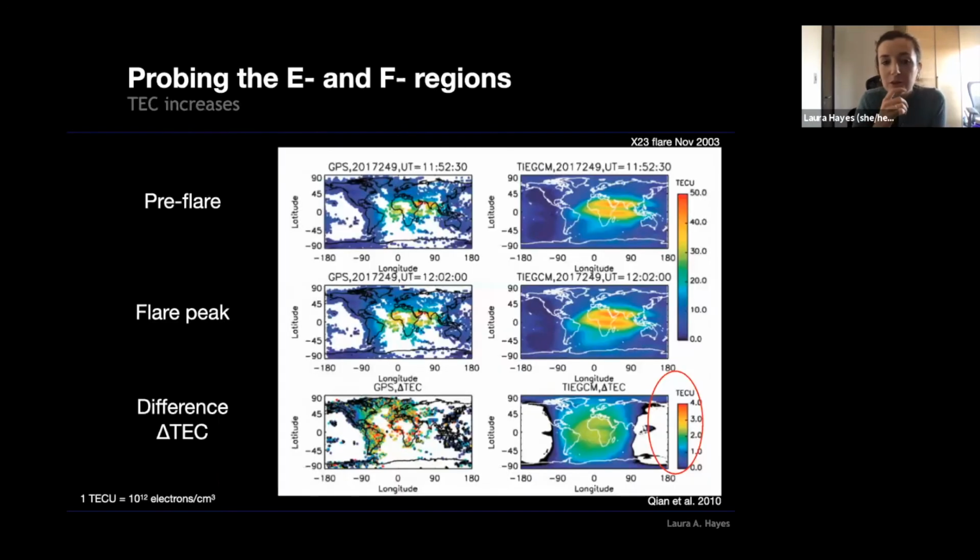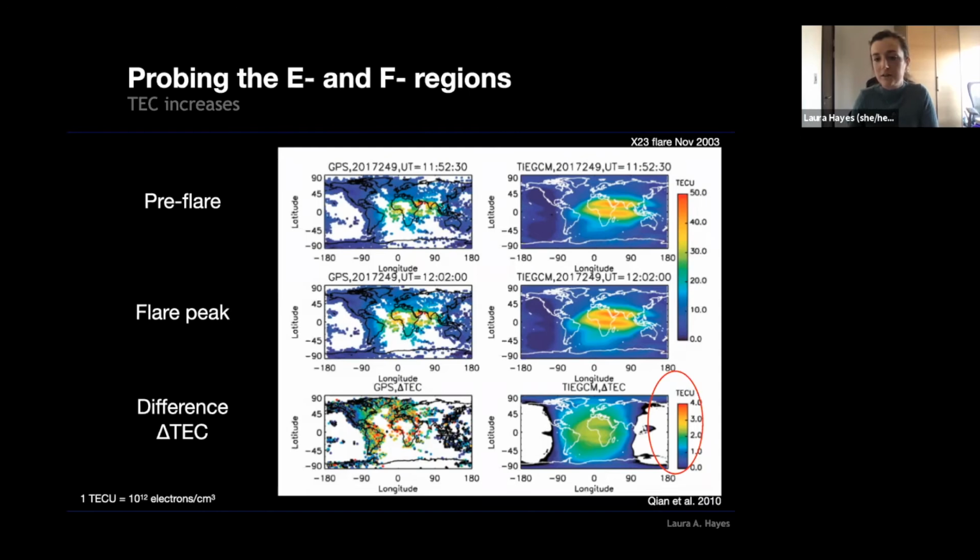So just in terms of looking at the total electron content during a flare, this is some nice work that was done looking at a large flare in 2003, looking at both GPS observations of the total electron content and then matching it with a model of the ionosphere to essentially get at the electron density profile, or this total electron content throughout the whole ionosphere. So this is looking at a pre-flare and during the flare peak. And if we look at this difference, we can see how much the total electron content changes over a flare.